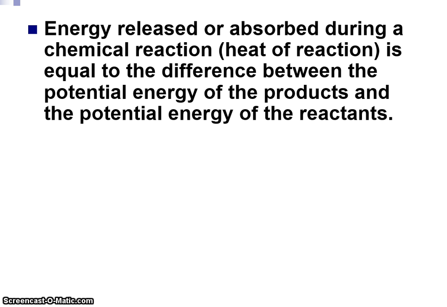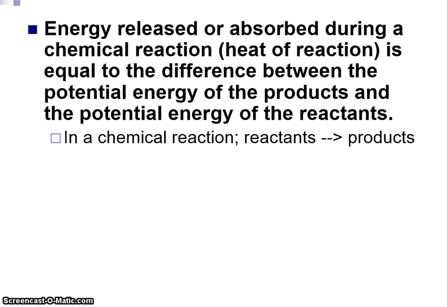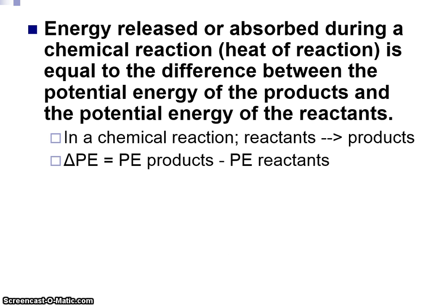The energy released or absorbed during a chemical reaction, the heat of reaction, is equal to the difference between the potential energy of the products and the potential energy of the reactants. So in a chemical reaction, reactants, and then we draw an arrow, go to products. We've done that for a long time now. So therefore, the change in potential energy is equal to the potential energy of the products minus the potential energy of the reactants.